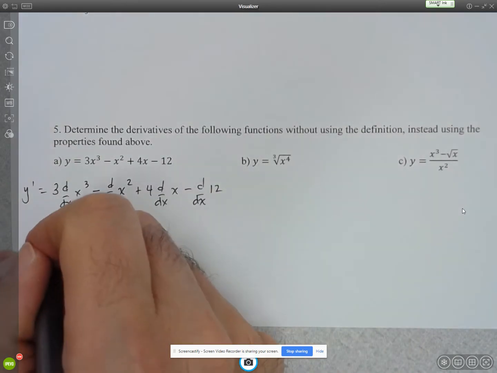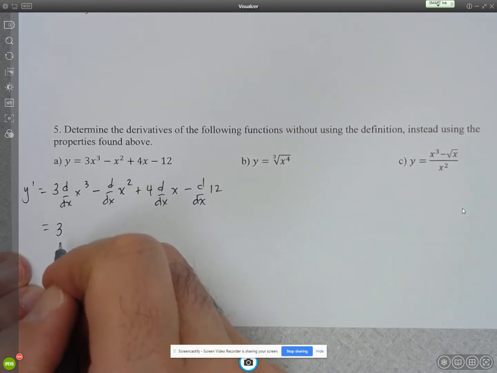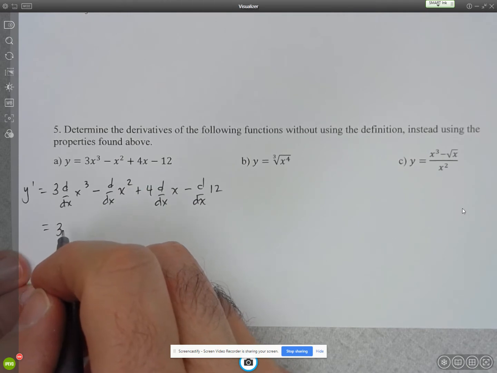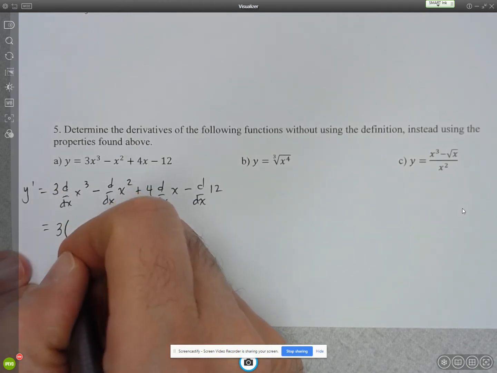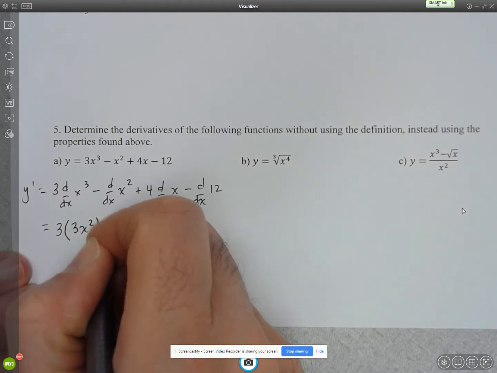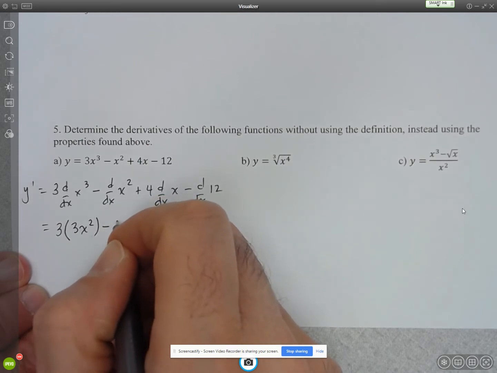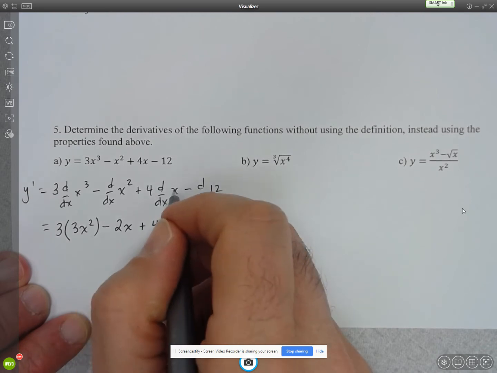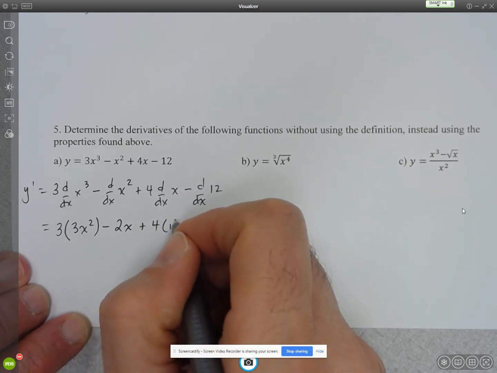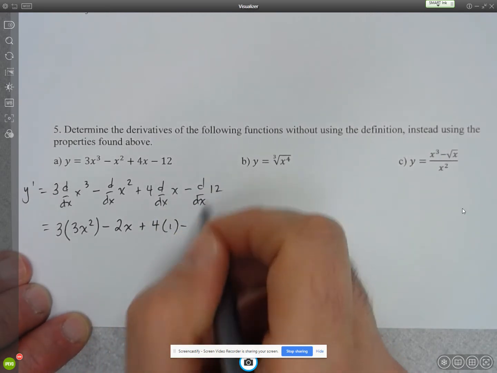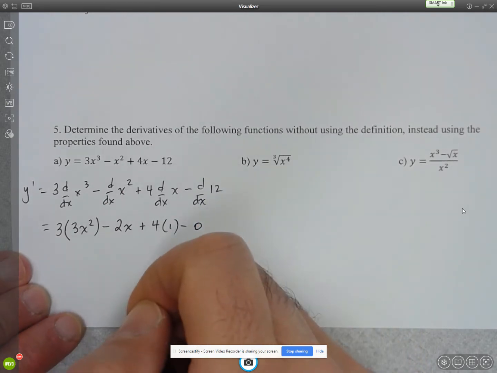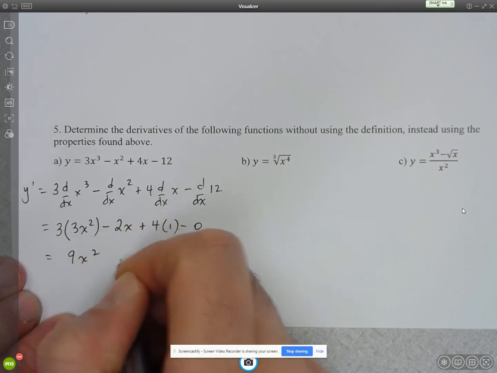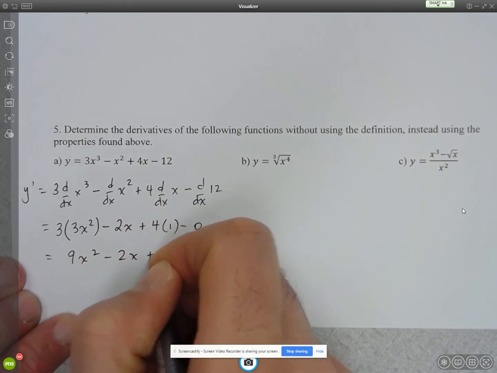All right. So now I've got this constant in front, and now I can take the derivative of x cubed, and using my power rule, I know that that's equal to 3x squared. Then minus the derivative of x squared is 2x, plus 4 times the derivative of x is just equal to 1. And then minus, well, the derivative of any constant is just equal to 0. And now finally I can simplify this to get 9x squared minus 2x plus 4.